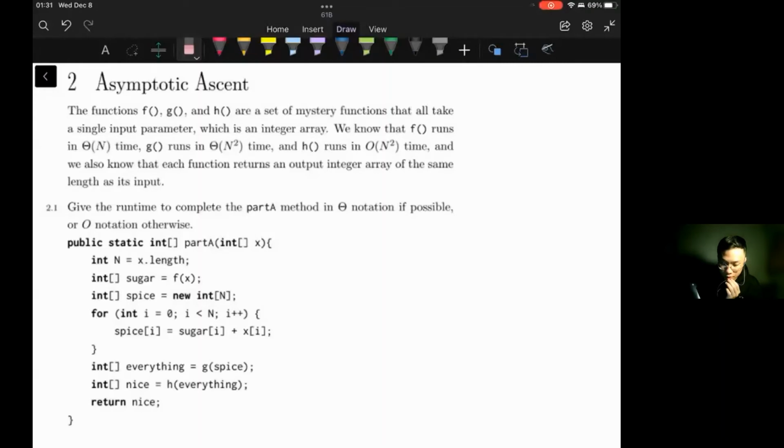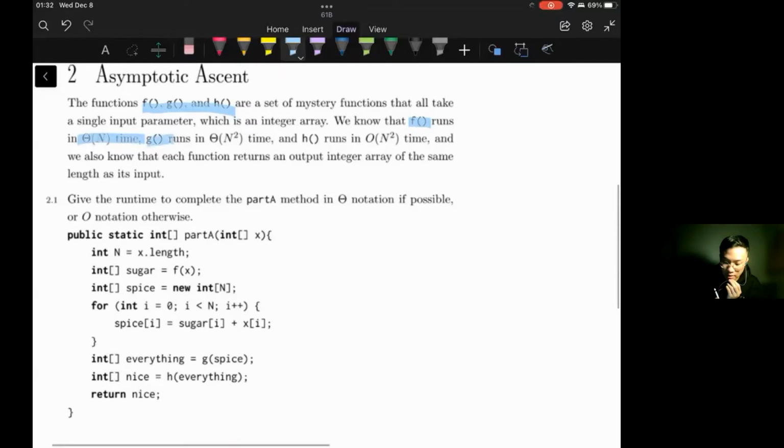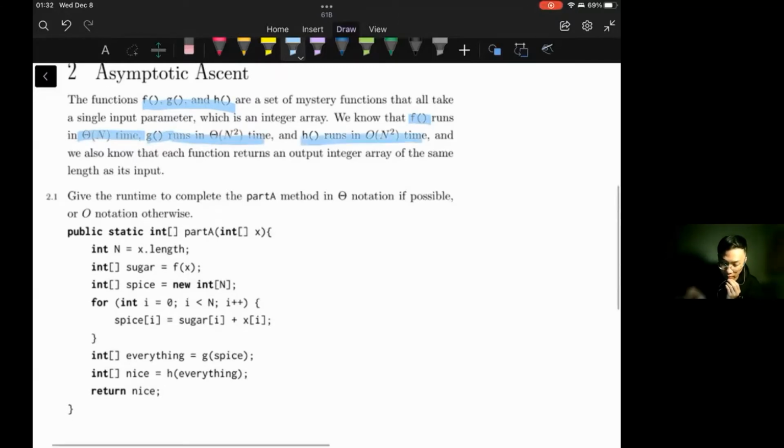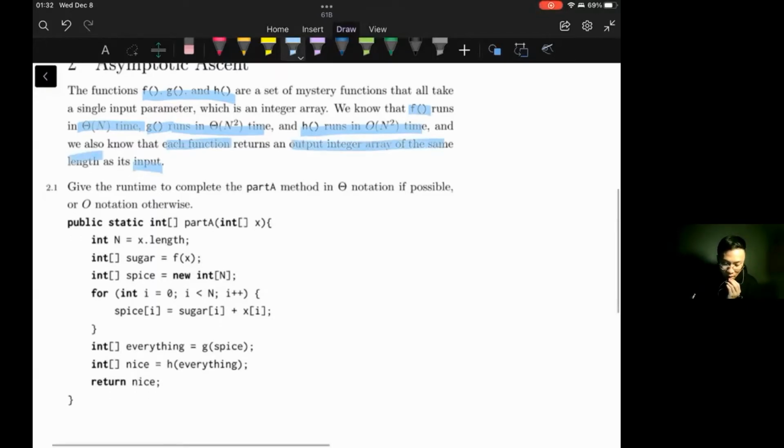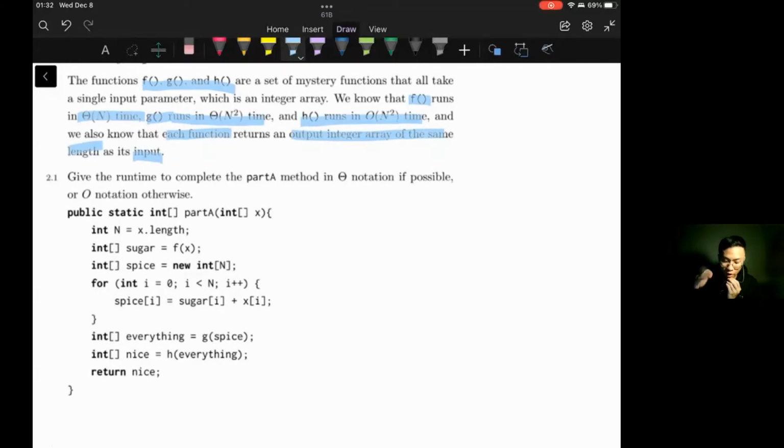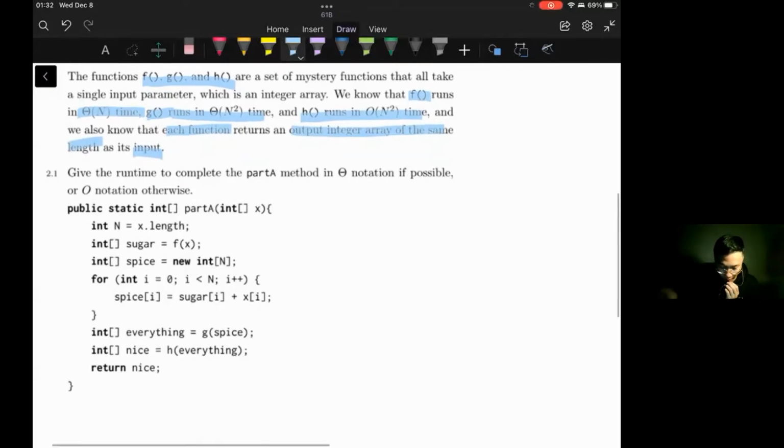Okay, so for question 2, we are given 3 different functions, and we know that function f runs in big Theta linear time, function g runs in big Theta quadratic time, and function h runs in big O quadratic time. We also know that each function takes in an integer array as its input and outputs an integer array of the same length. Okay, so we are then given part A method.